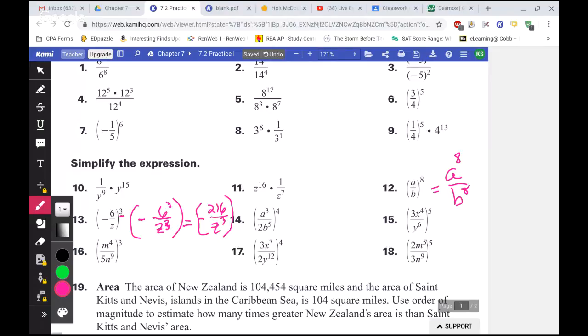All right, number 14. That 4 on the outside of the parentheses is going to be distributed to everything inside the parentheses. And I do mean everything. So taking the numerator, taking it one step at a time, we will rewrite it first as a, and then we're going to multiply that 3 and 4. Okay, so that's going to be a to the 12th.